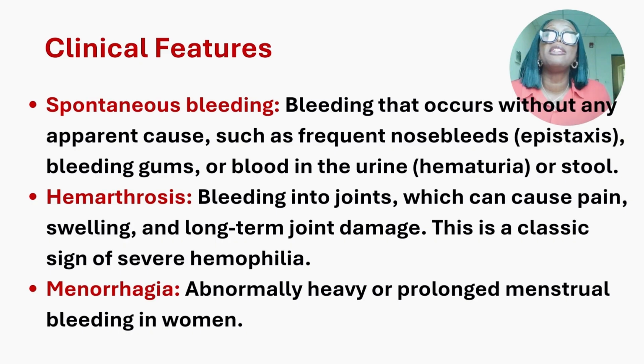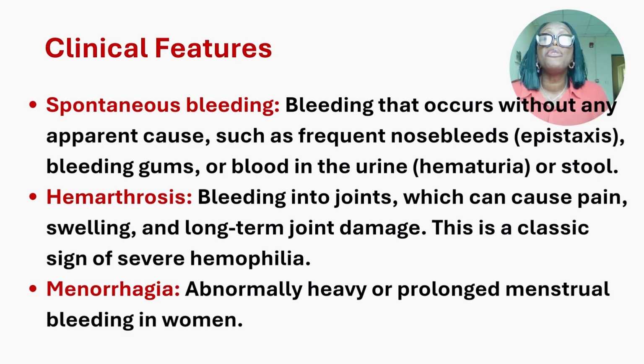You have spontaneous bleeding, bleeding that occurs without an apparent cause, such as frequent nose bleeding, what we call epistaxis, bleeding through the gums, and blood in the urine, hematuria, or in stool. This can also be a sign of a bleeding disorder. You have what we call hemarthrosis. Hemarthrosis is bleeding into the joint, which can cause pain, swelling, and long-term joint damage, and is a classical sign of hemophilia. When an individual is bleeding into the joint, it is a classical indication of hemophilia. Then we have menorrhagia.